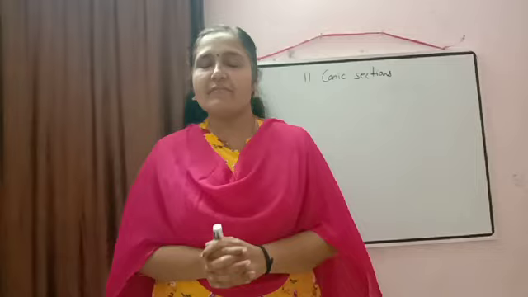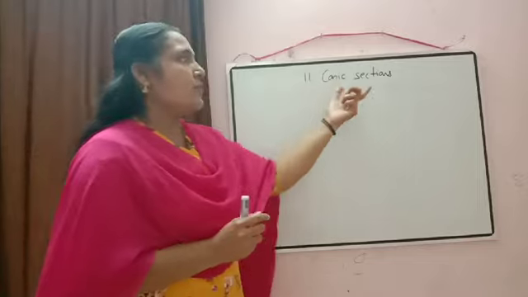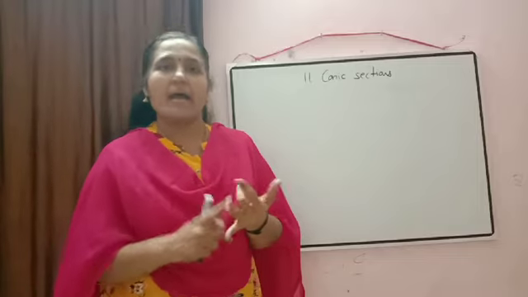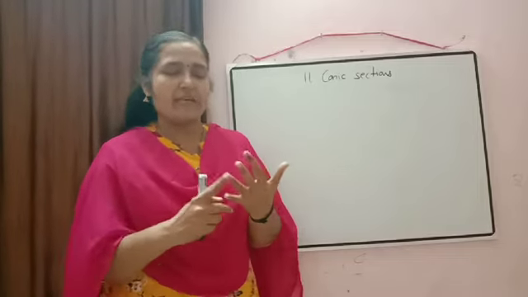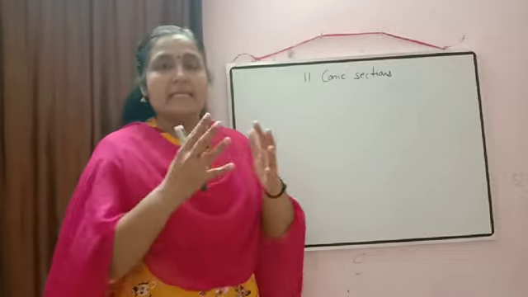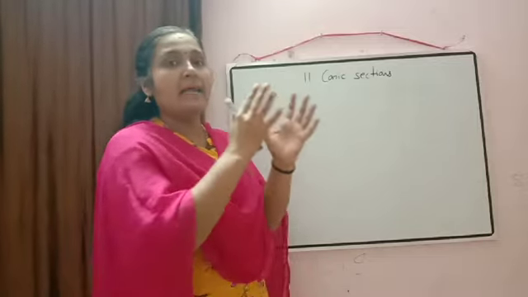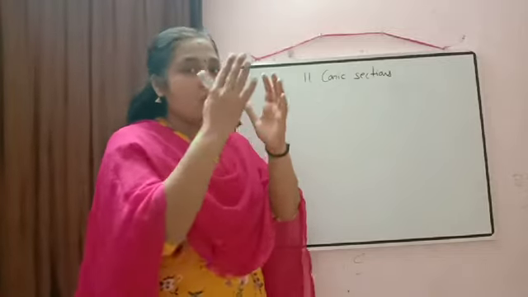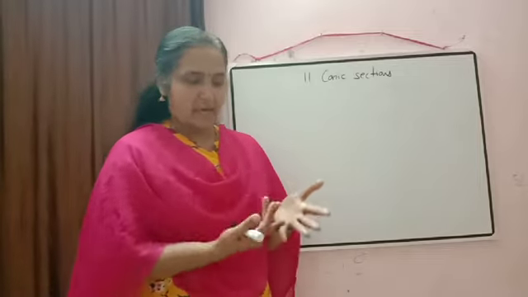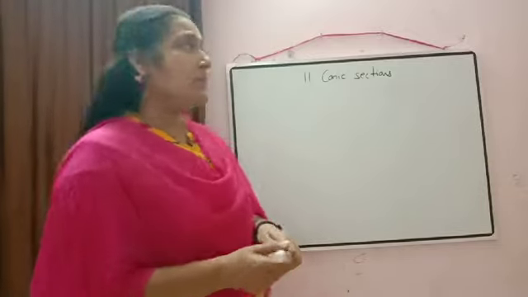Today we are going to start our next topic, that is chapter 11, conic sections. In conic sections we have to study the circle, parabola, ellipse, and hyperbola. Why are we studying these figures? Because these are the figures obtained when we intersect a cone by a plane. When we intersect a cone by a plane, we get different types of figures: circles, parabola, hyperbola, and ellipse. Today we are going to study circles.